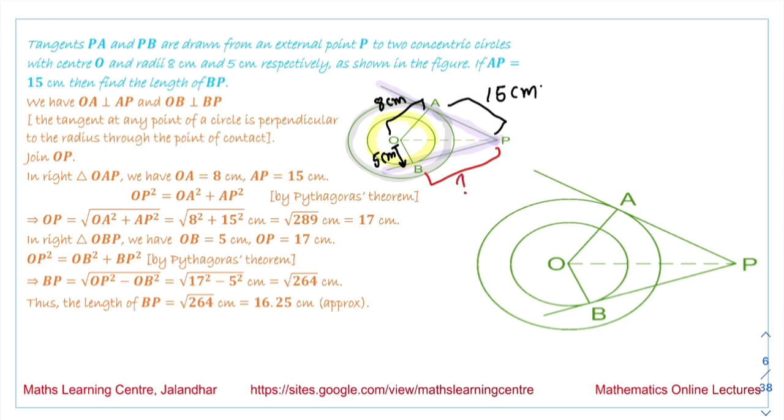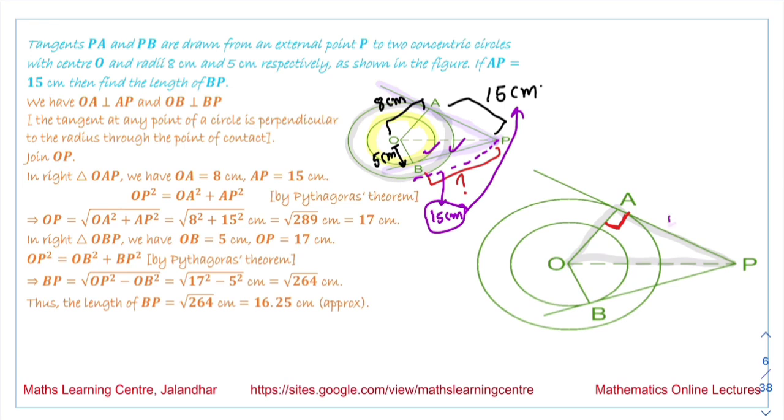So if we look at the triangle OAP, the angle at A is 90 degree. One important thing to note over here is that if we draw the tangent to some other point on the larger circle, then the length of this tangent will be 15 centimeter. This we already know from the theorem we have studied, that if we draw two tangents from one point, then the lengths of both these tangents are equal. But these are tangents to two different circles, so we are not using this result.